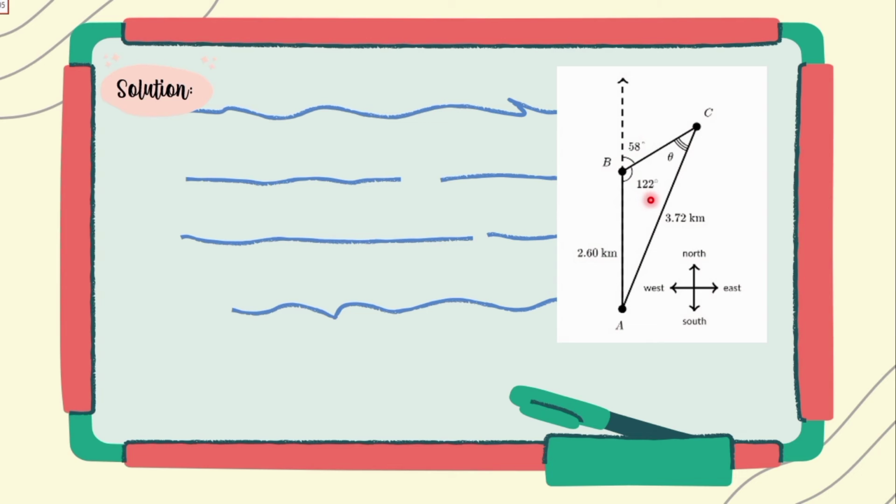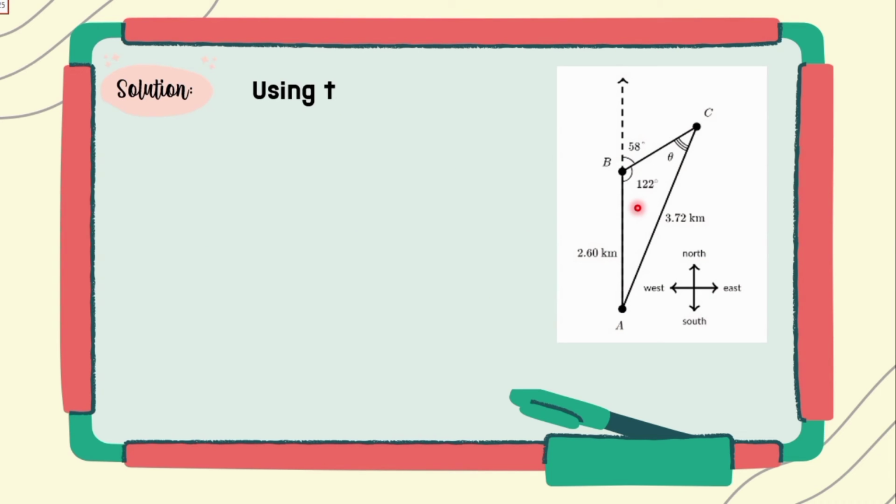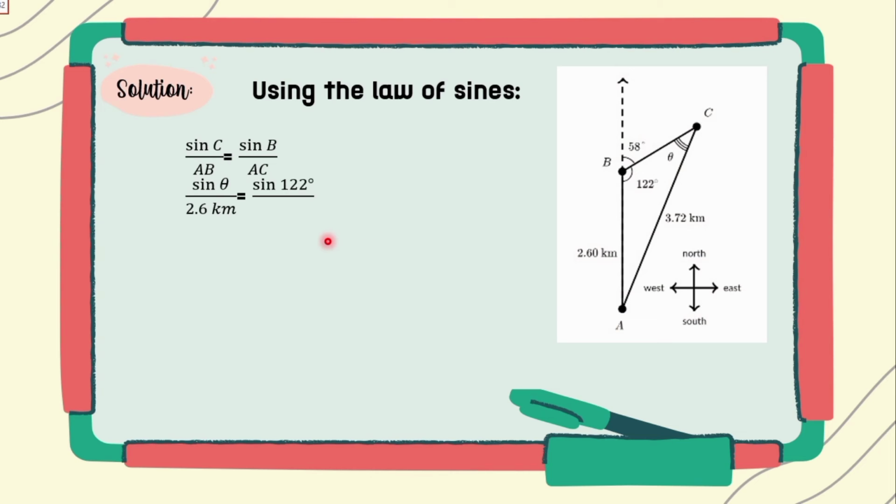And then, since we know that there are two sides given in this non-right triangle, which is an oblique triangle also, and there is an included angle measure, we are going to use the law of sines. So according to the law of sines, we have sine of C over AB is equal to sine B over AC.